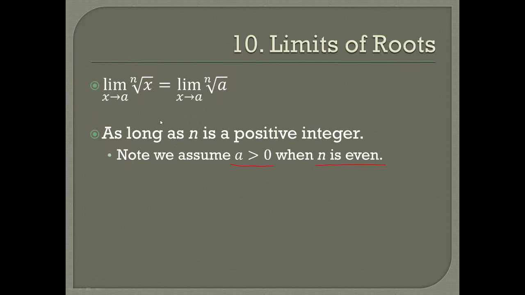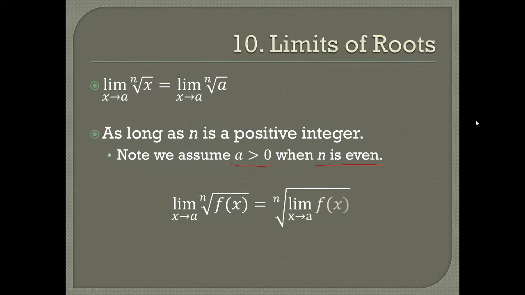Okay. We can extend this rule to a more general case, where we take the limit as x goes to a of the nth root of f of x, and this is really the same as the nth root of the limit as x goes to a of f of x. Okay. So this is the more general case of this rule.